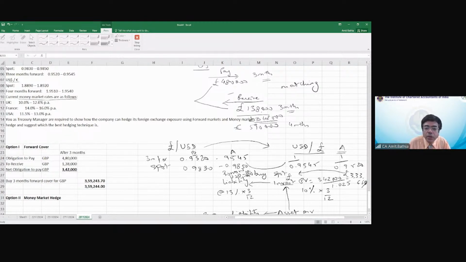Your underlying currency is USD over here. The base currency is USD. What are you going to buy? Pound. So you want to buy pound. That means USD is going to be sold at 0.9850. Am I right? Yes or no?